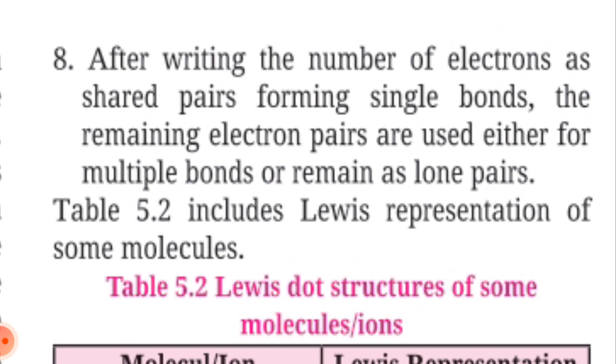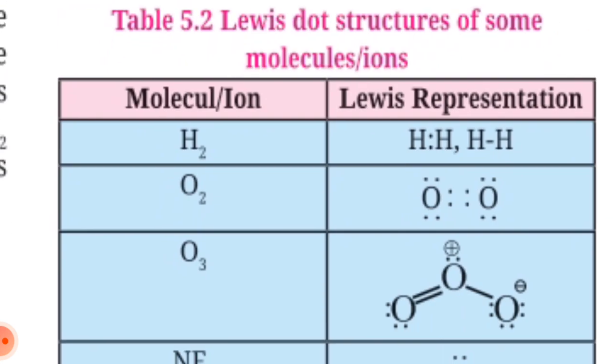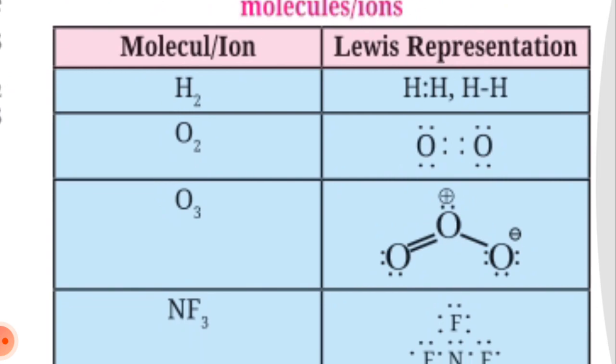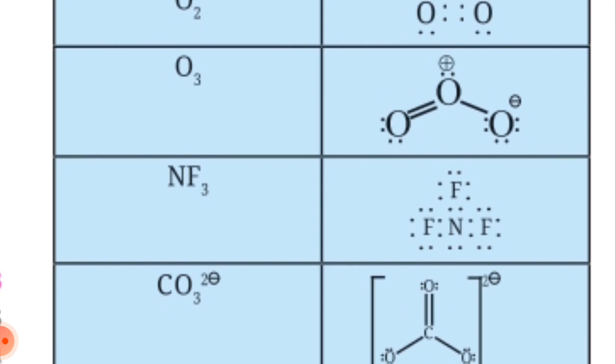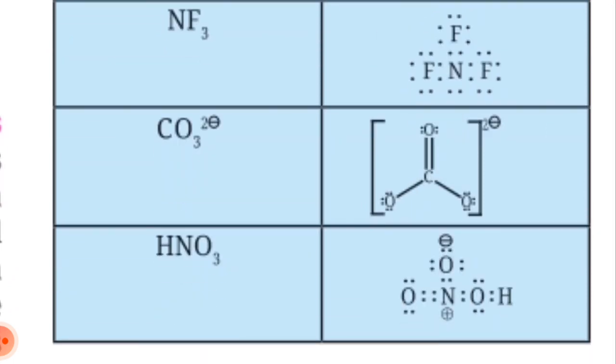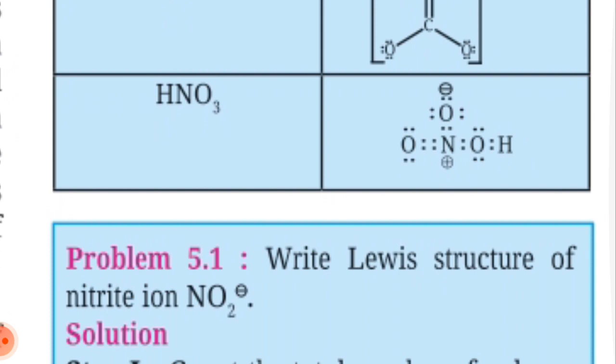Table 5.2 includes Lewis representations of some molecules. Table 5.2, Lewis dot structure of some molecules or ions: H2, H single bond H; O2, oxygen double bond oxygen; O3, O double bond O plus O minus; NF3; CO3 2 minus, O double bond C single bond O; HNO3.